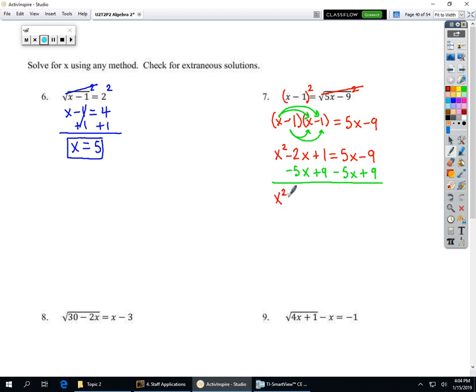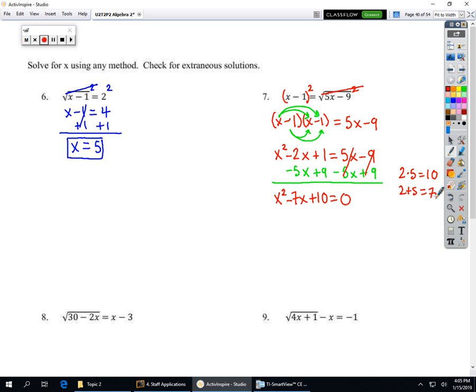Negative 2x and negative 5x is negative 7x. 1 and 9 is 10, just add the answer. These cancel, 0. Is this factorable, or do I have to use the quadratic formula? So what multiplies to 10 but adds to 7? In that case would be 2 and 5. So 2 times 5 equals 10, and 2 plus 5 equals 7.